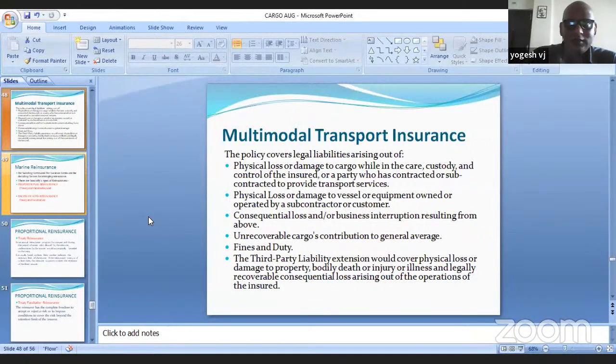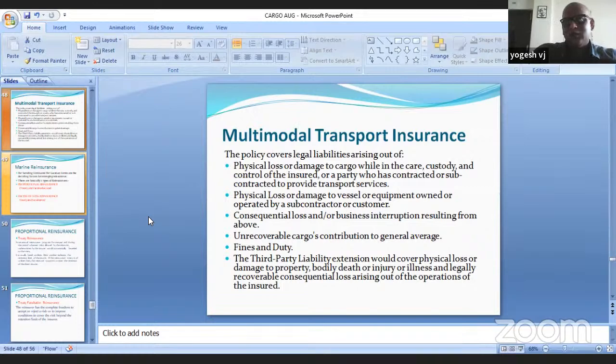It is a liability policy, remember this. Out of physical loss or damage to the cargo while in care, custody and control of the insurer, or a party who has contracted or subcontracted to provide transport services. Let us take an analogy. You are a person who has given me the responsibility of taking your goods from X city to Y city, but the journey is going to take place in multiple modes.